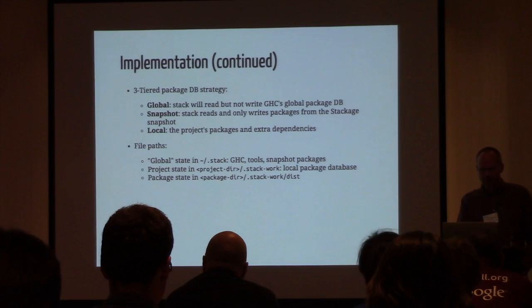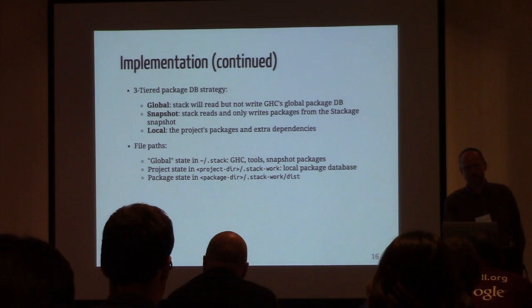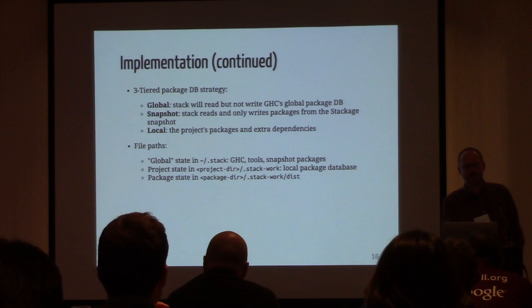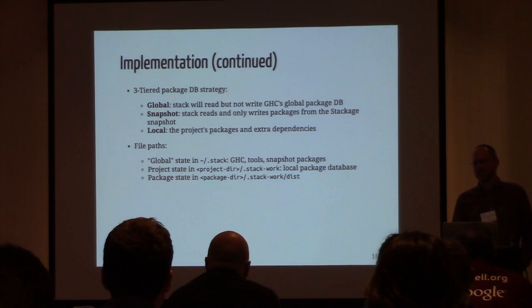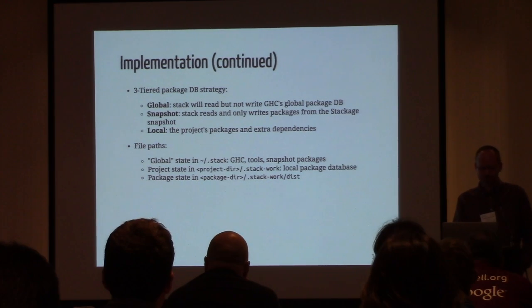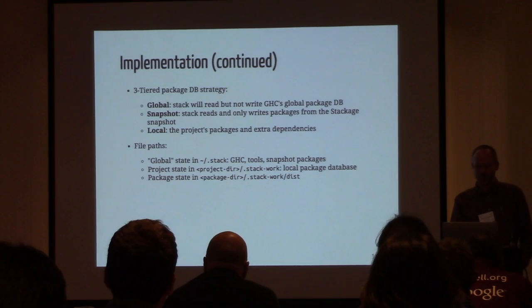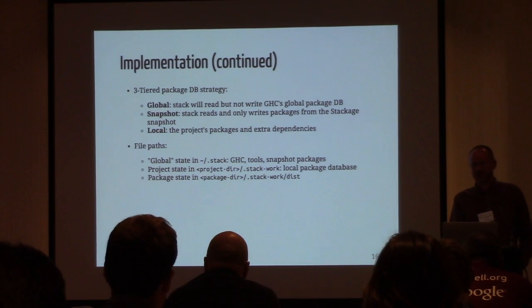There's a 3-tiered package database strategy. So basically there's the global package database, which is what comes with GHC normally. It'll use the packages that are there, but it won't ever put anything there. There's the snapshot database, which is specific to a particular snapshot. It'll read it, and it'll only write packages that are part of that snapshot there. And then there's local, so anything local or an extra dependency gets put in the local database. And that's going to change a little once we can share packages between snapshots.